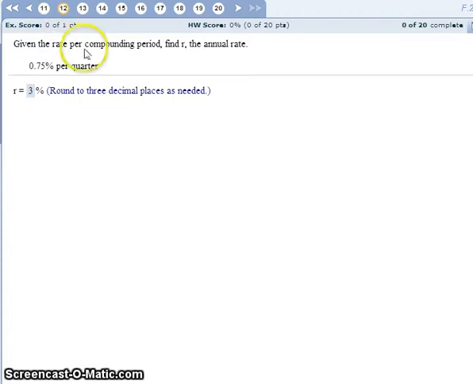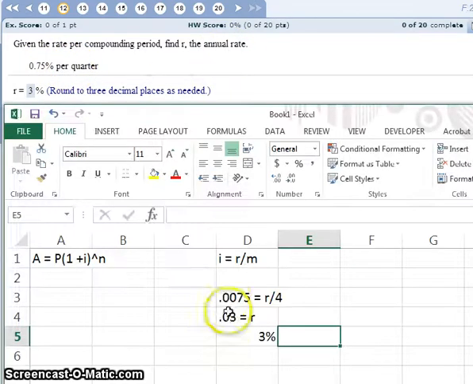For number 12, compound interest, we're told the interest rate for each time we compound, which we're compounding per quarter, and we're trying to find the interest rate for the year. So here's the interest rate as a decimal each time we compound. We don't know the interest rate for the year, and compounding quarterly is 4 times a year. So multiply both sides by 4 and you'll get what R is. As a percentage, that's 3%.